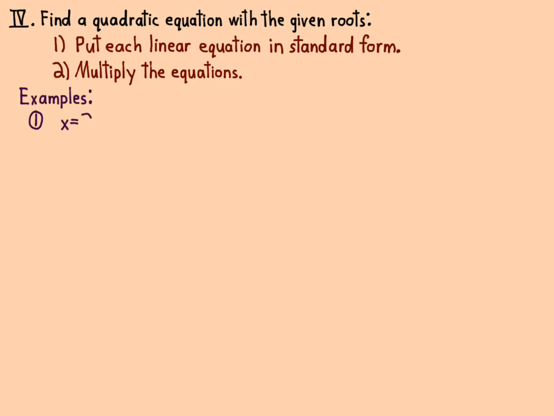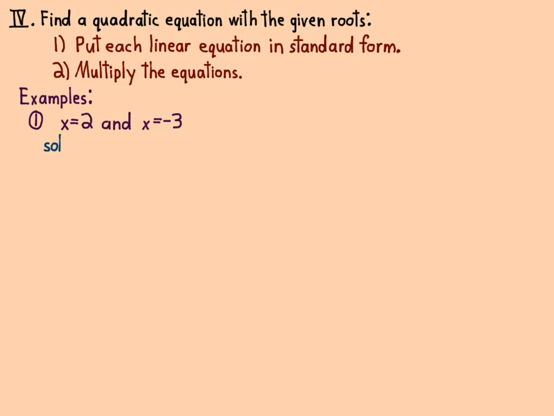Okay, so examples. Suppose that your roots are 2 and minus 3. I suppose I should have written this part out too, because sometimes they'd say your roots are x equals 2 and x equals negative 3. Sometimes they'll just say the roots are 2 and negative 3, and you have to know to write down x equals 2 and x equals negative 3. Those are linear equations. They're first degree polynomials.